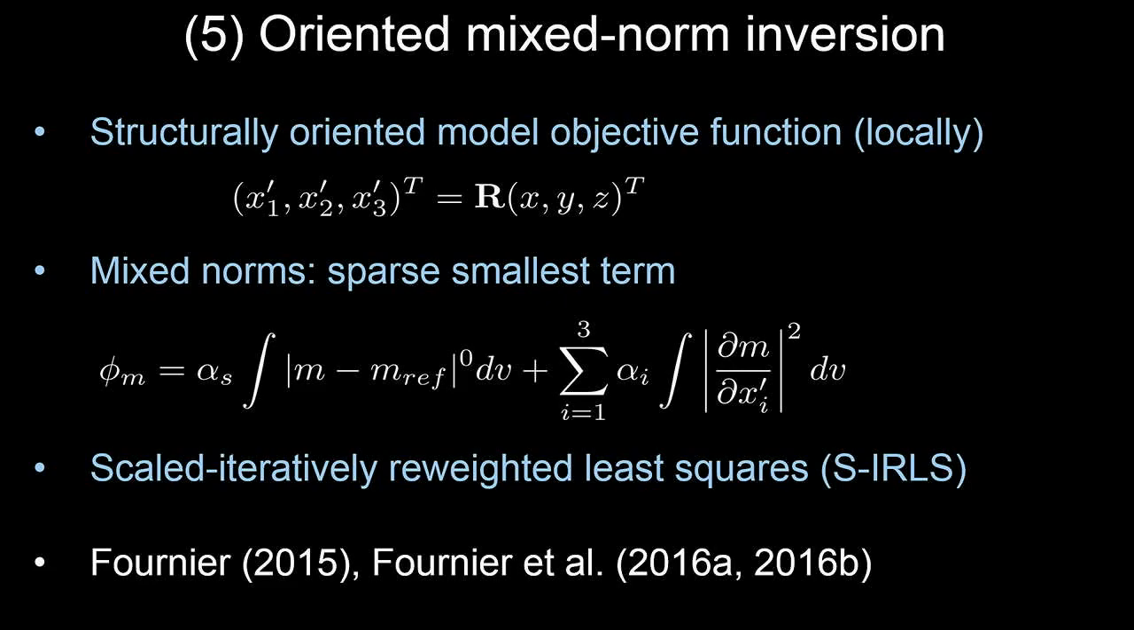Then use a mixed norm. Specifically, the smallest model is L0, and for the structure L1 or L2, shown on the screen as one example. Then they developed a scaled iteratively weighted least squares to solve this problem. It makes it a lot more stable and efficient.